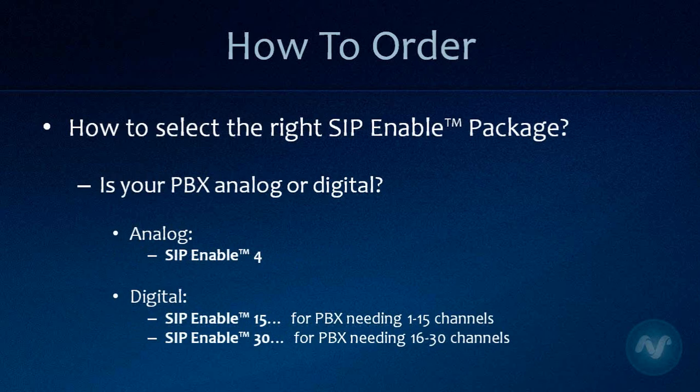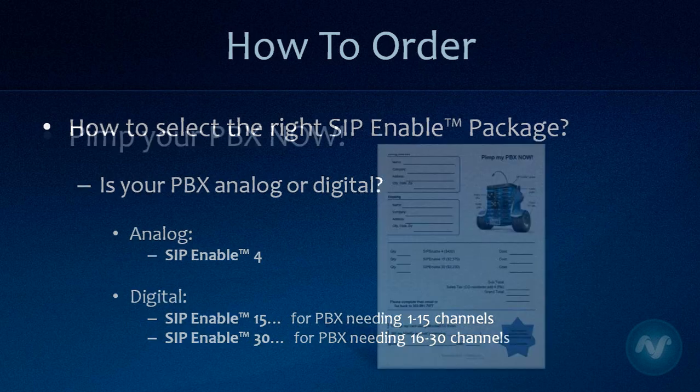So how do you select the right SIP Enable package? Really, just ask one question: is your PBX analog or is it digital? If it's analog, it's going to be SIP Enable 4. If it's digital, you then have to ask the question, how many channels? If it's 1 to 15 channels, it's going to be SIP Enable 15. If it's 16 to 30, you're going to need 30-channel capability. That's going to be SIP Enable 30.